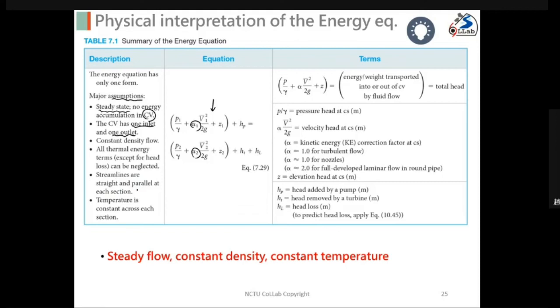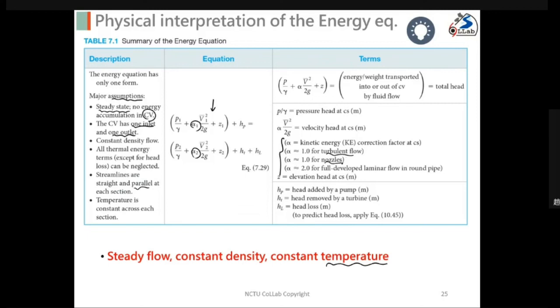And we assume the flow direction is parallel to the control surface normal vector. Okay, and the temperature for our problem is always constant. This is based on the constant temperature in the closed system, so it satisfies the first law of thermodynamics. The energy is conserved.